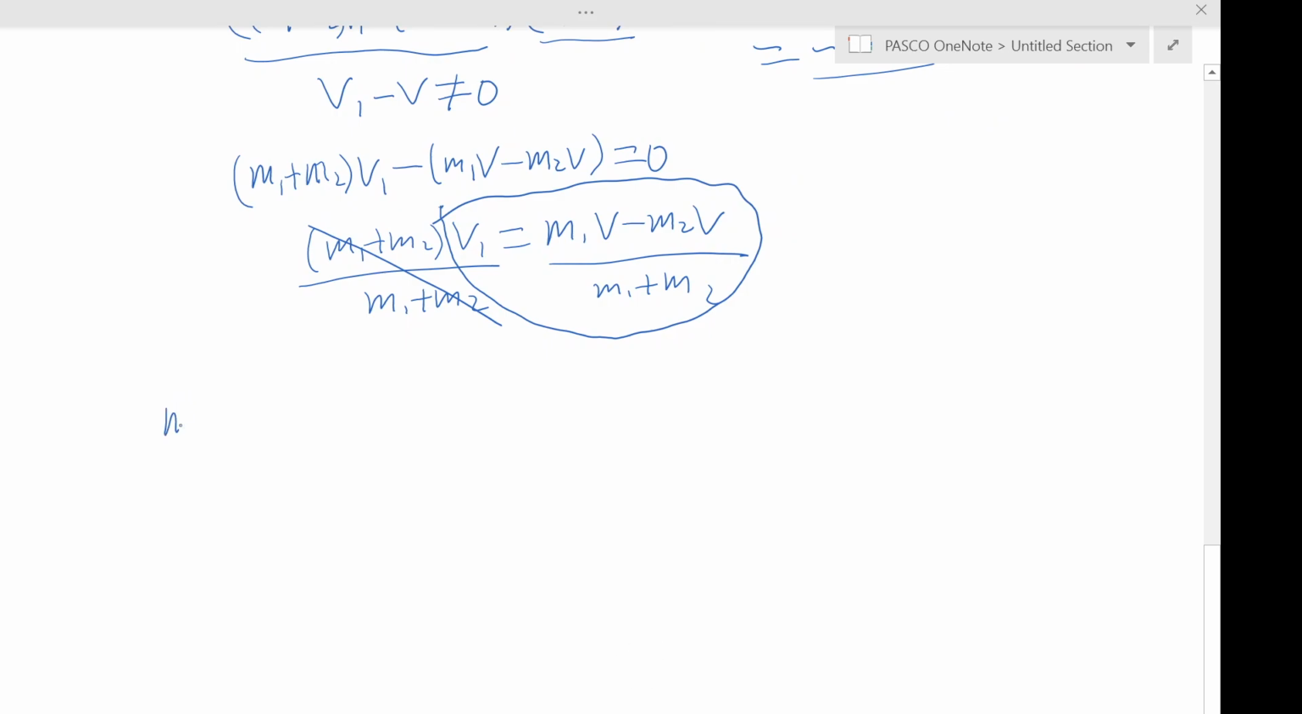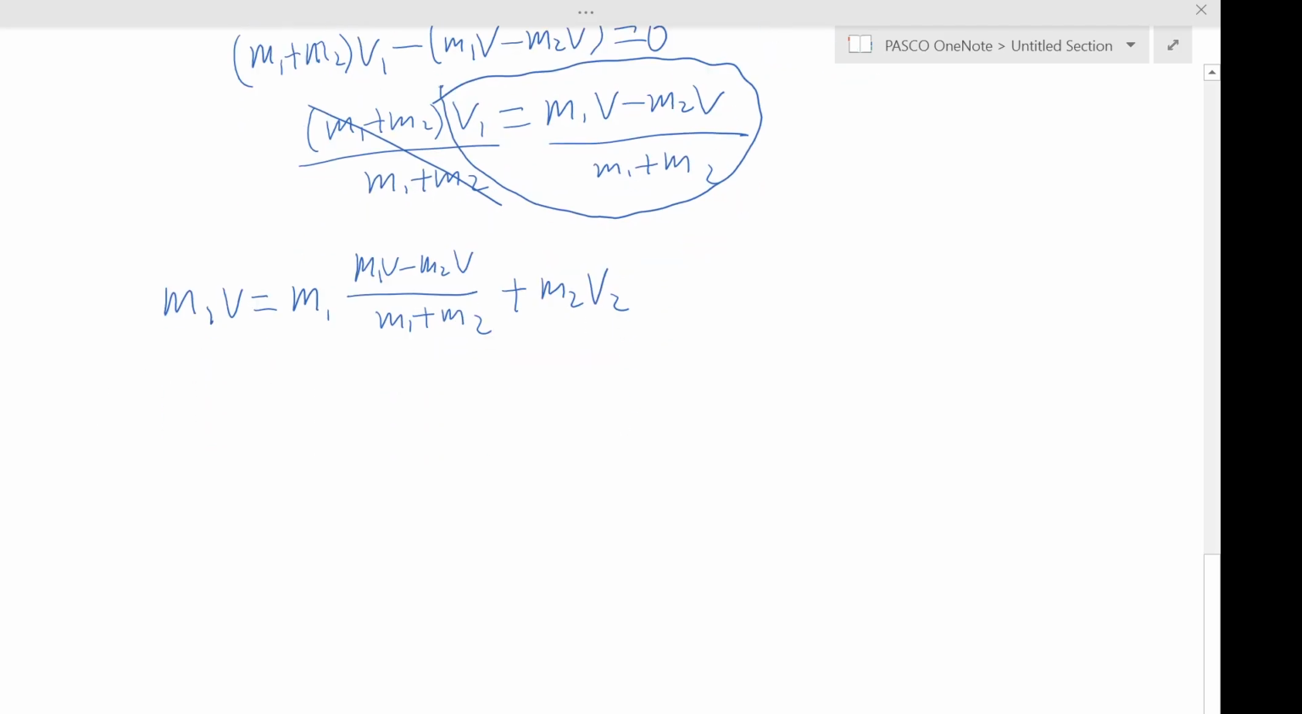When we plug it in, we have m1v equals m1 times (m1v minus m2v) over (m1 plus m2). So this used to be just v1, right? I'm just replacing v1 with this expression I just got, plus m2v2. This is the original conservation of momentum equation.